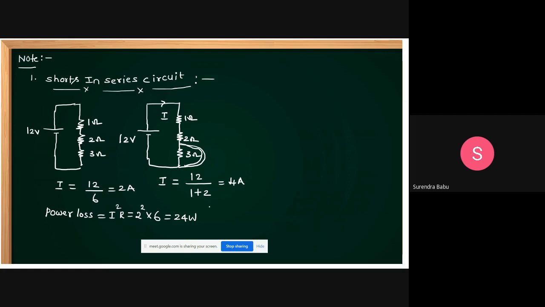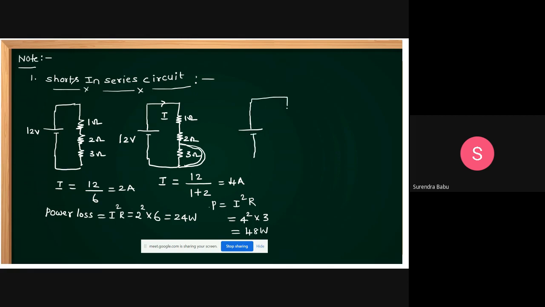Then what is the power loss now, students? In this case, the power dissipated is P equal to I square R. That is 4 square into the resistance, which is 3 ohms, the equivalent resistance. How many watts can you get? 48 watts. Okay.